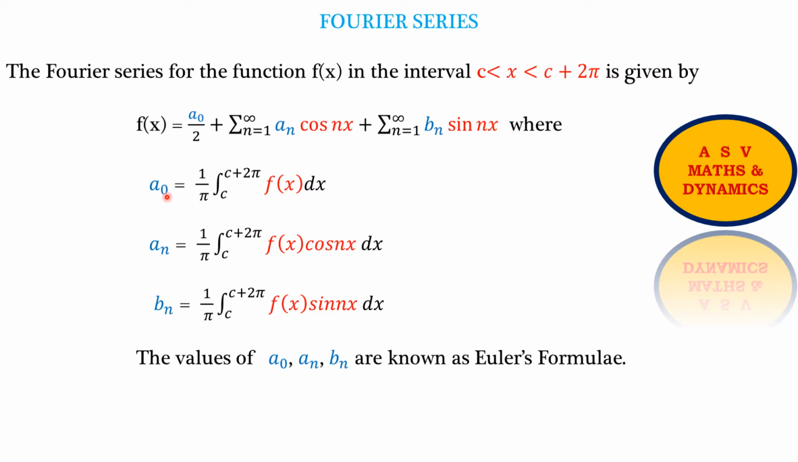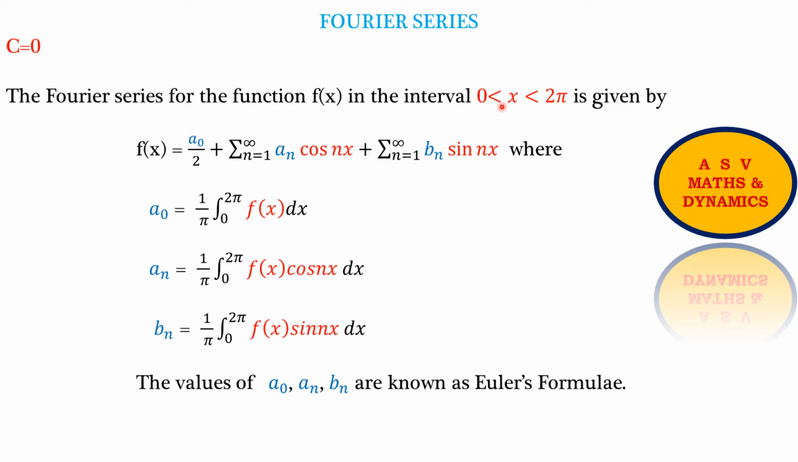Here a naught is equal to 1 over π integral c to c plus 2π for this interval, f of x dx. This is the a naught value. a n is equal to 1 over π integral c to c plus 2π, because this is the given interval, f of x cos nx dx. b n is equal to 1 over π integral c to c plus 2π f of x sin nx dx. Here a naught, a n, b n are the Euler formulas, otherwise we can call them Euler coefficients.